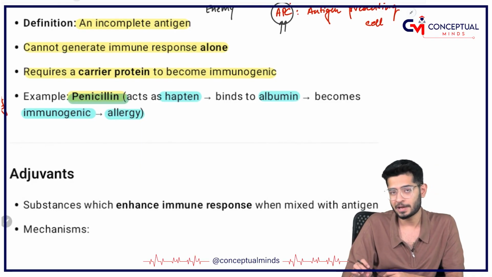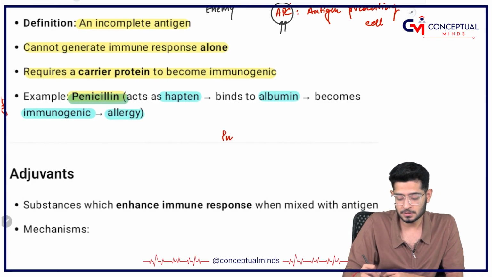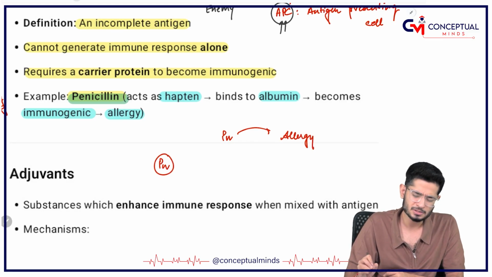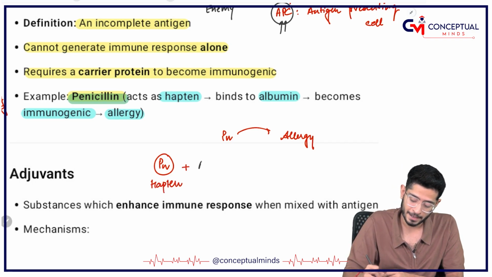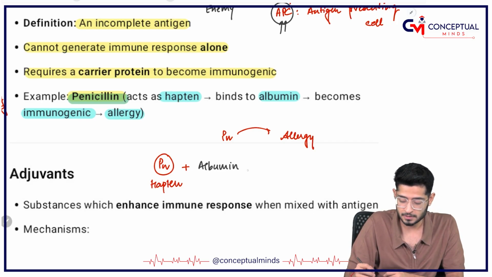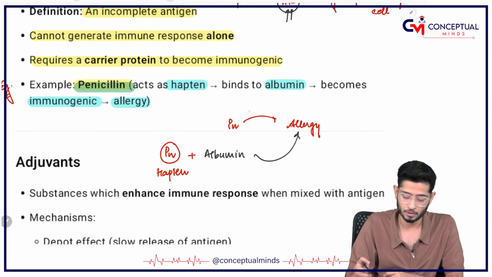Have you ever noticed that many patients, when given a penicillin injection, develop an allergy? So how does it happen? Penicillin in a nutshell is not antigenic, it's just a hapten, okay? But once the penicillin is combined with albumin, it turns out to be immunogenic and responsible for causing allergy, okay?